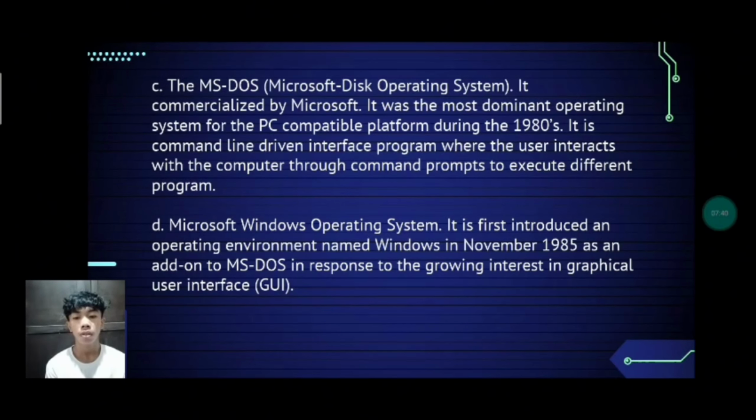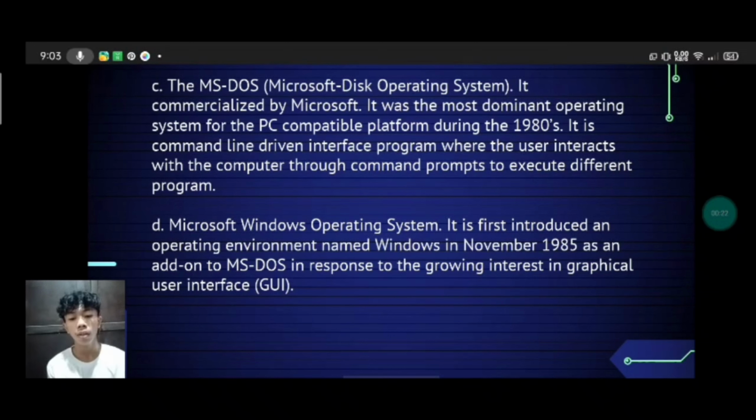The MS-DOS, Microsoft Disk Operating System, is a historical early command line-based operating system developed by Microsoft, widely used during the early days of personal computing for IBM-compatible PCs. Microsoft Windows operating system is a widely used operating system that provides a graphical user interface and multitasking capabilities, allowing users to run applications, manage files, and interact with their computer in a user-friendly manner.